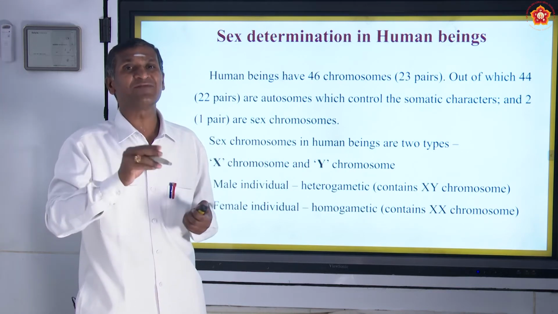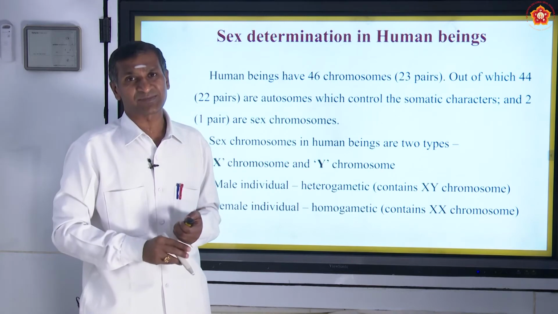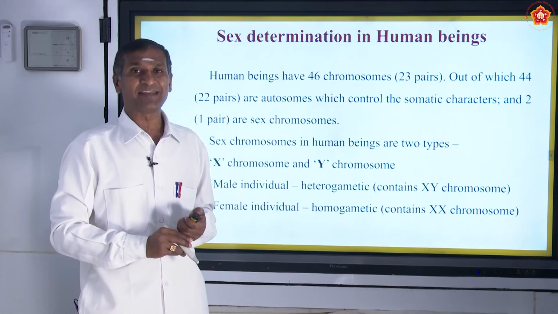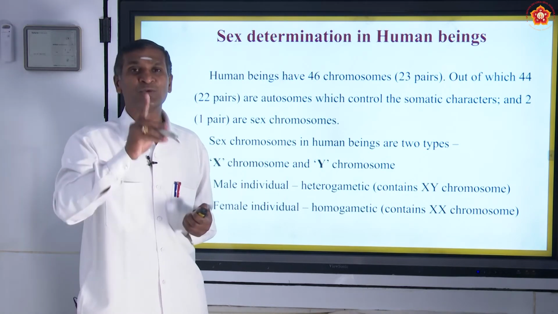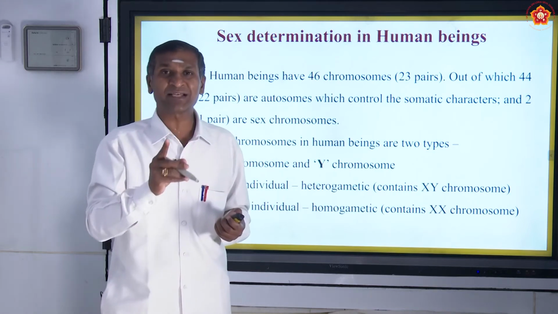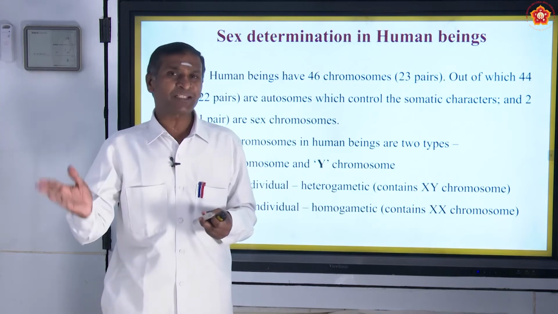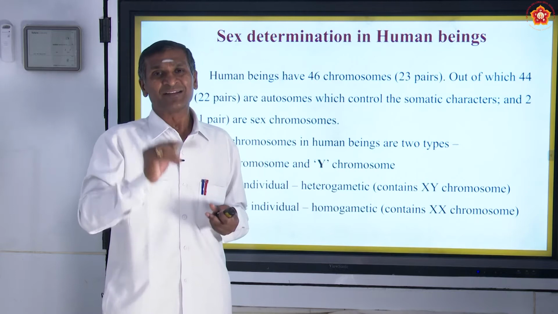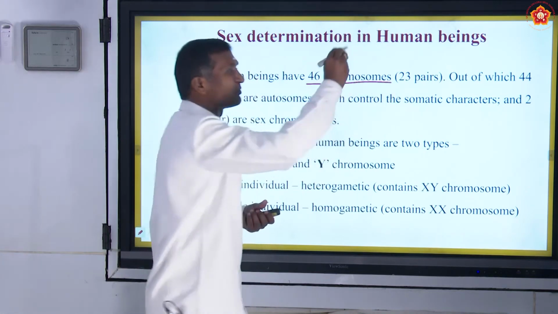Human beings are highly well developed, having particular organ systems for specific functions, and they undergo sexual reproduction. They are unisexual, where the sexes are separate. Male differs from female. Irrespective of male or female, in a human being the chromosome number will always be 46 chromosomes.